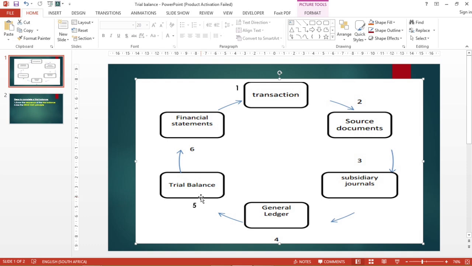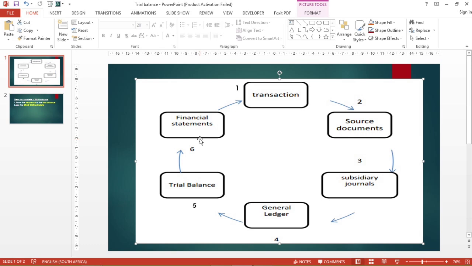Then lastly, we've got financial statements. We don't do financial statements in grade 8, but in higher grades you'll do it. So for example, if I'm a business and my business trades publicly, on the JSE, Johannesburg Stock Exchange, for example African Rainbow Capital, it has to publish its financial statements on a yearly basis. At the end of every reporting period, which is the same as the accounting period, they have to publish the financial statements.